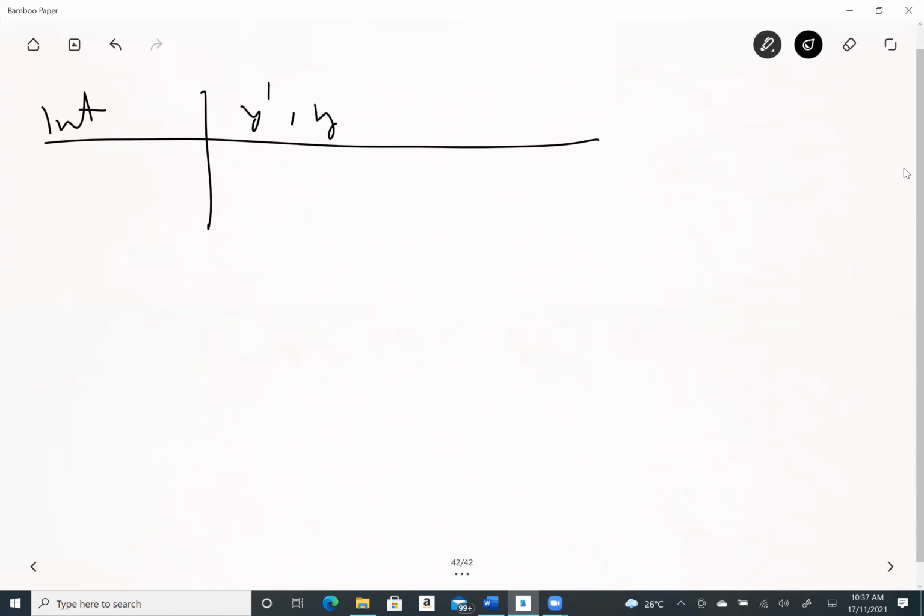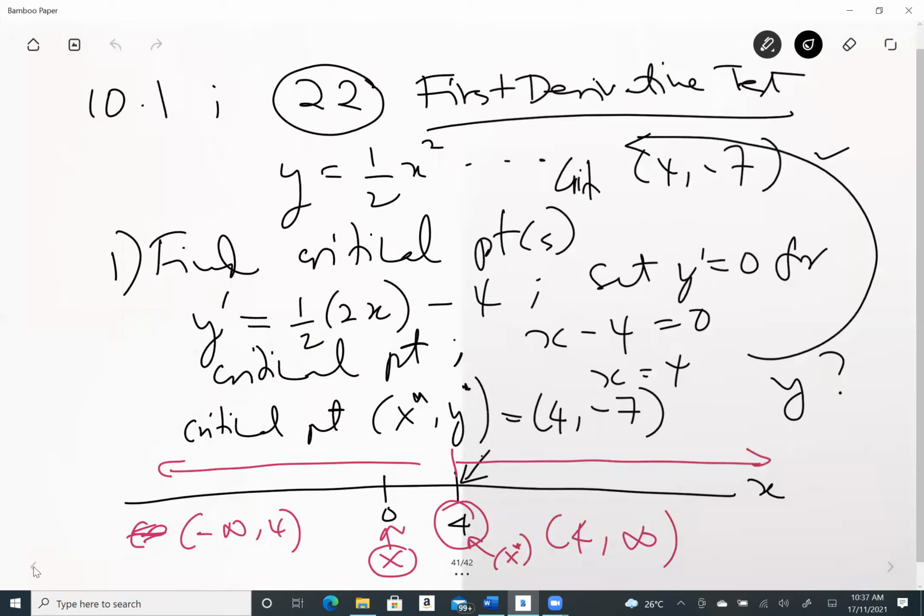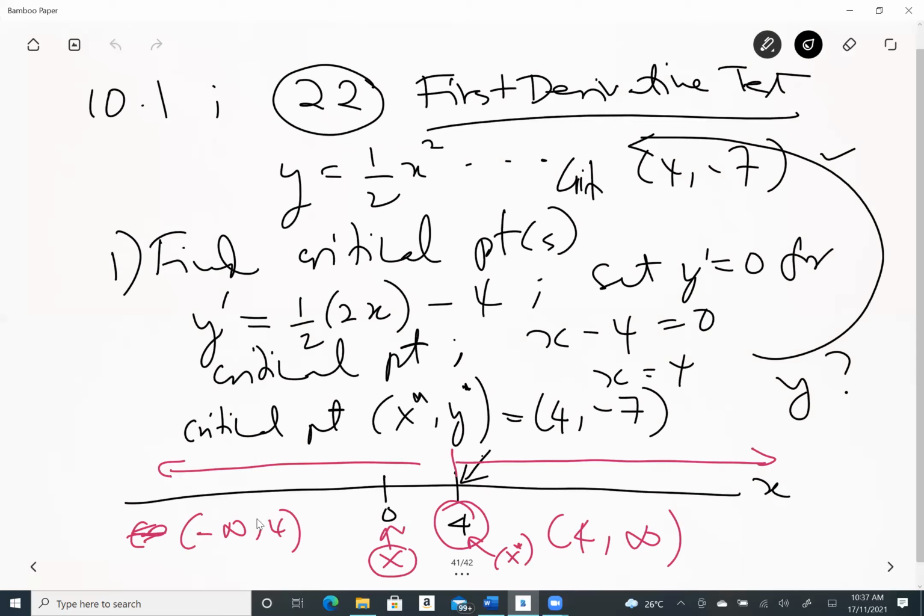Okay, I draw the intervals. So you do the tabulation. Okay, you have the intervals here, and then you see what is the y prime and how it relates to y. So first interval is -infinity to 4. Second interval 4 to infinity. Okay, now, what test point did you take for the, say, first interval? From negative infinity to 4, what is a good test point? 0. Okay, we take 0 because 0 is the simplest number.